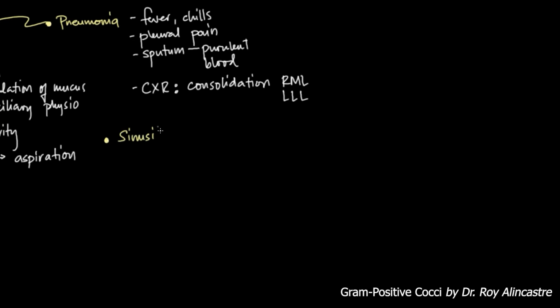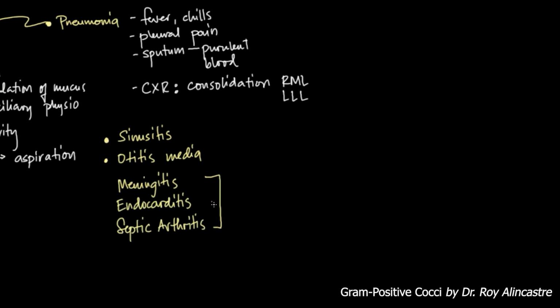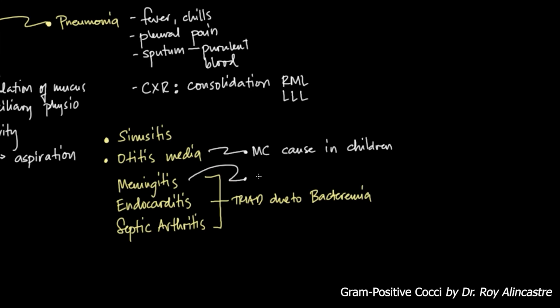Pneumococci also frequently involve the sinuses, no, causing sinusitis, and the middle ear, causing otitis media, and even the triad of meningitis, endocarditis, and septic arthritis, which is a result of bacteremia from the pneumonia. Okay? Strep pneumoniae is the most common cause of otitis media and mastoiditis in children. And Strep pneumoniae is also the most common cause of meningitis in adults.